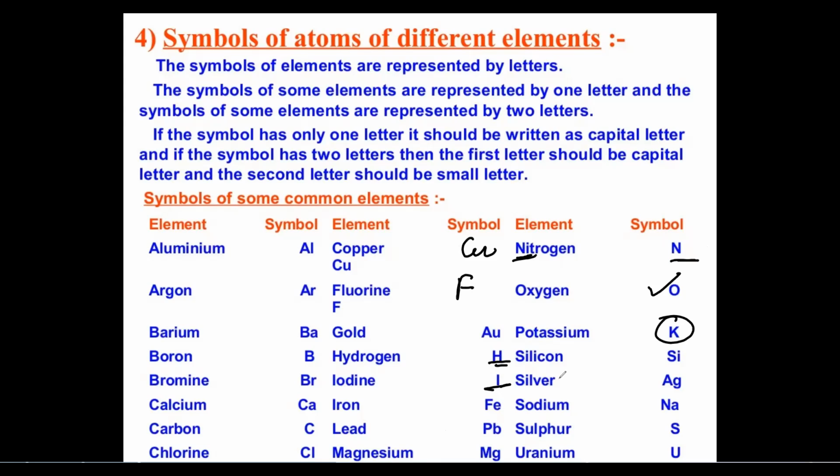P is phosphorus also sometimes. That is why we use K for potassium. Silicon is Si. Silver is Ag. Silver has another name, argentum. And then we also have sodium. Sodium is natrium. I'm really sorry, the earlier one was nitrogen is N. The down one, that is sodium, is natrium. Sulfur is S. Uranium is U. Obviously, potassium is also there, which is K. We generally use K for potassium.